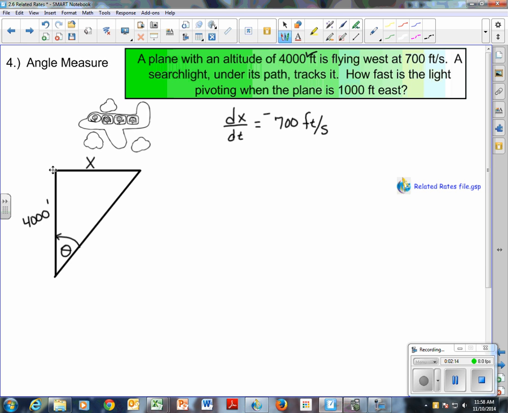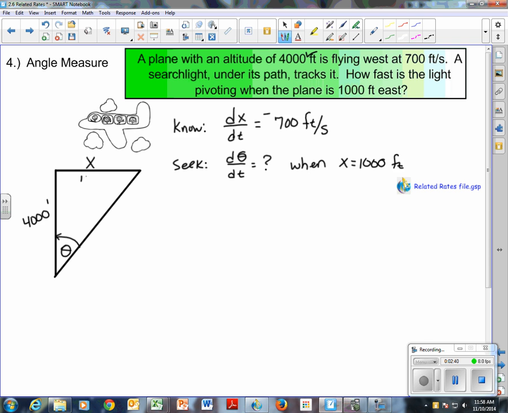And a searchlight under its path tracks it. How fast is the light pivoting? What we want to find is d theta dt. That is what we are seeking. And this is what we know up here, at or when the plane is 1,000 feet east. So when x is 1,000.